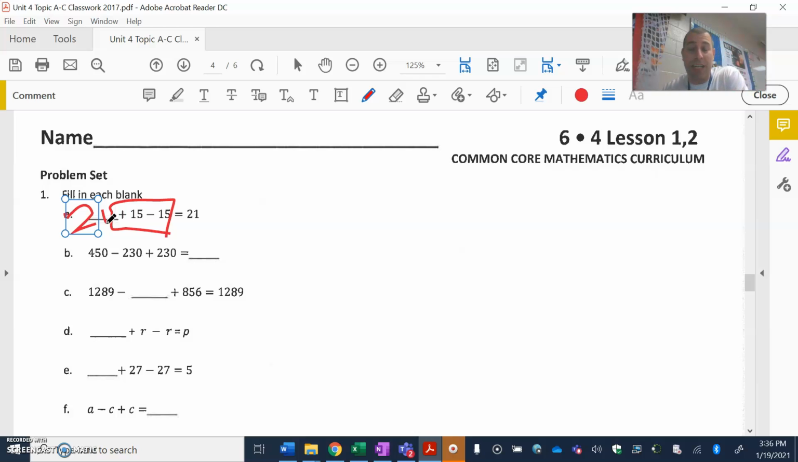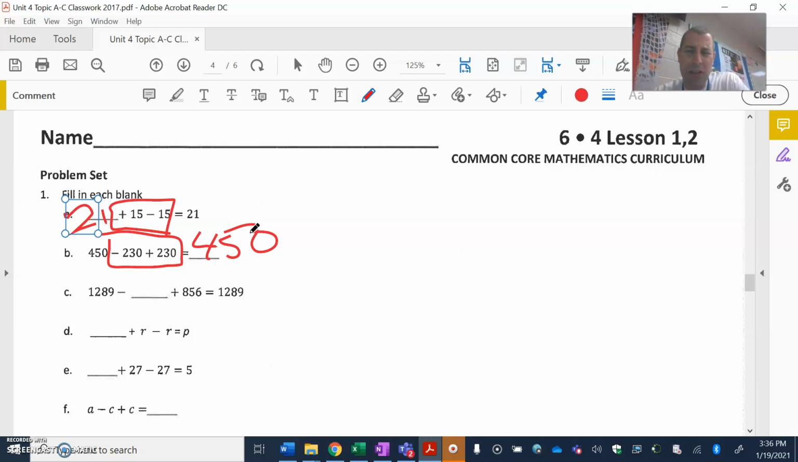And part B is the perfect example. I don't want you doing 450 and then subtracting away 230, getting that answer, and then adding on 230. What we want you to notice is, wait a second, if you take away 230 and then turn right back and add 230, you're right back where you started. Hello, 400.